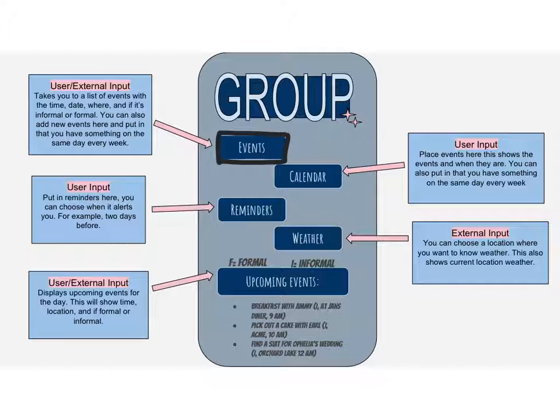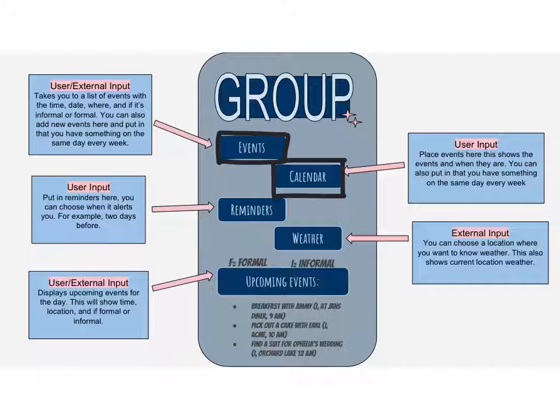The second feature is the calendar. This is just a view for you to see in a monthly calendar view and place new events in, just like in the events tab. It also has that same feature where you can put something that occurs on the same day every week.